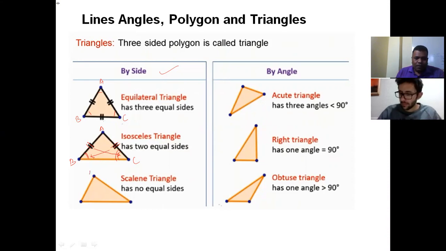And the third one is the scalene triangle. In the scalene triangle, all sides are unequal and angles are also unequal. So this is the division according to the side. Now we'll discuss the division according to the angle.